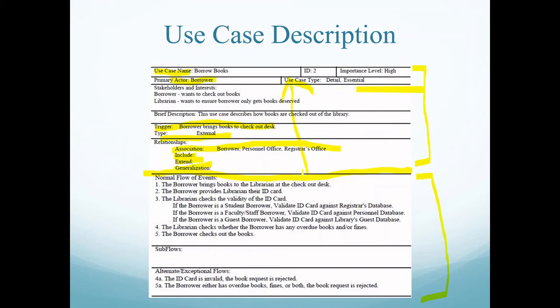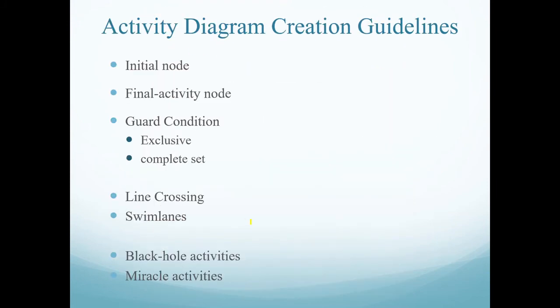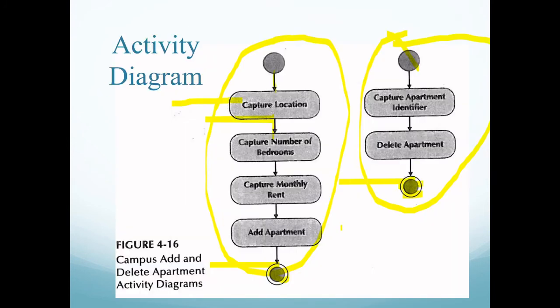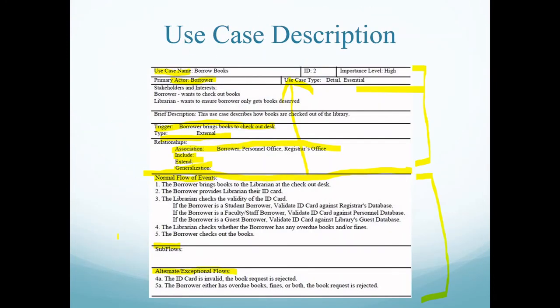And then the bottom part is composed of three parts: normal flow of events, subflow, and alternate exceptional flows. Actually, this information should come from activity diagrams. An activity diagram is very similar to a flow chart. They have the concept of sequence. This sequence information should appear in this section, normal flow of events.